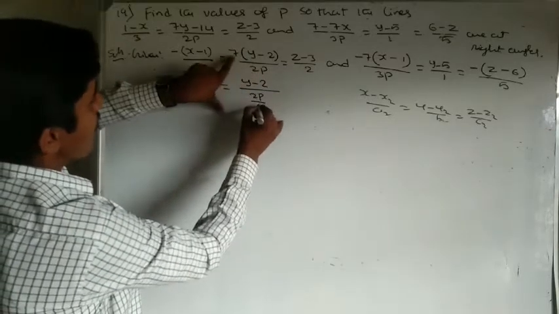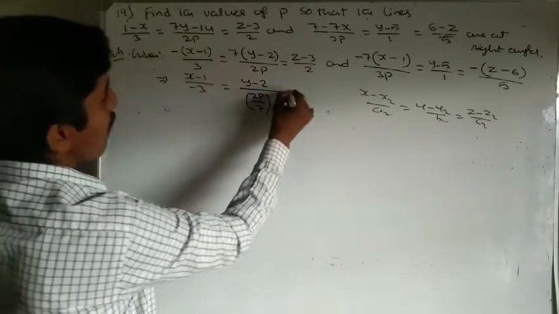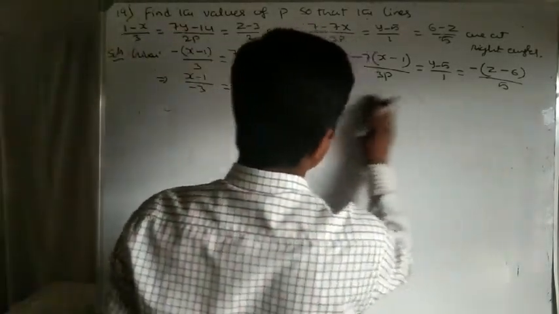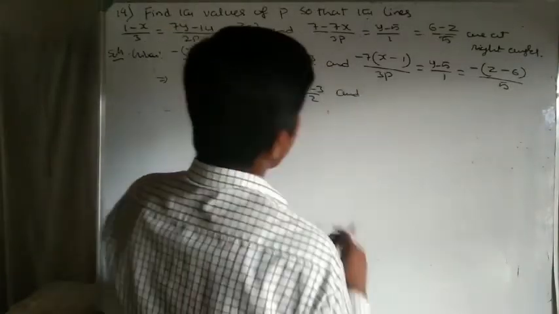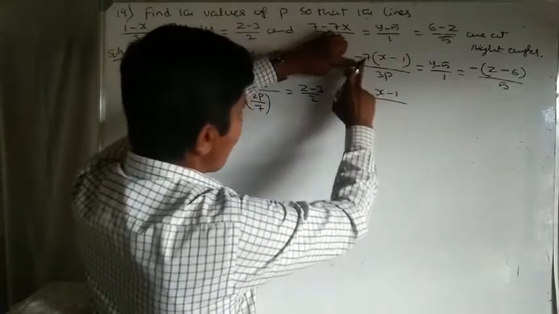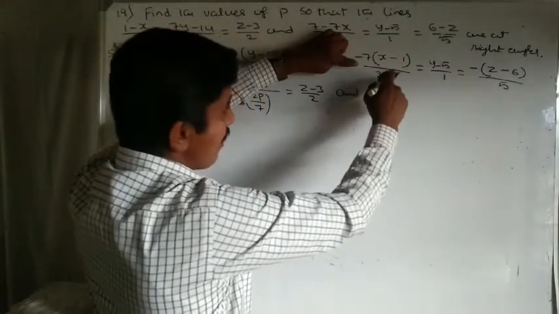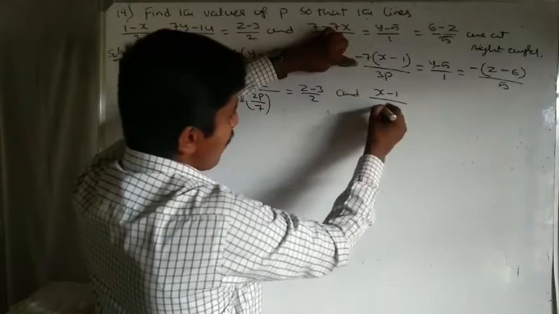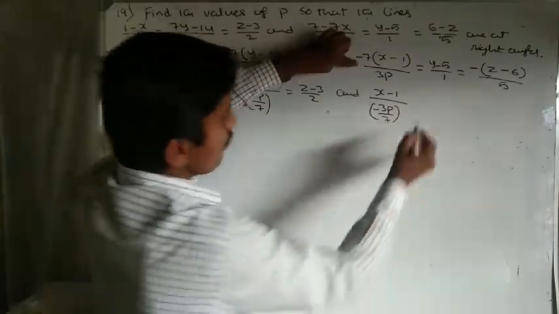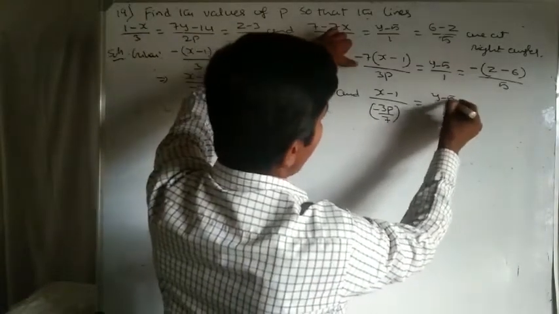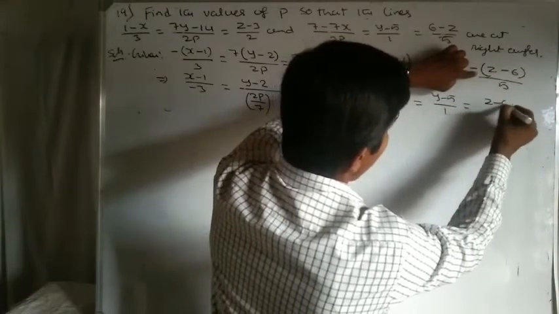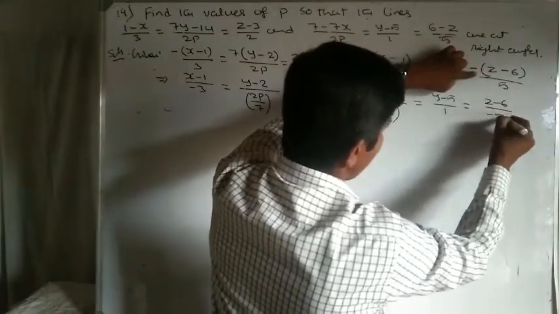2p divided by 7. As it is, z minus 3 by 2. And x minus 1 by, I am taking minus 7 to the denominator. It goes to the denominator, 3p by minus 7. Which is equal to y minus 5 by 1. Which is equal to, you are taking minus to the denominator, z minus 6 by minus 5.